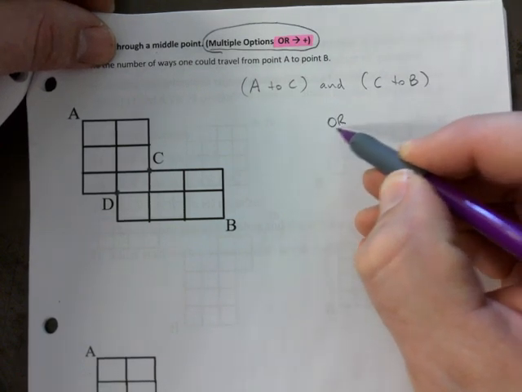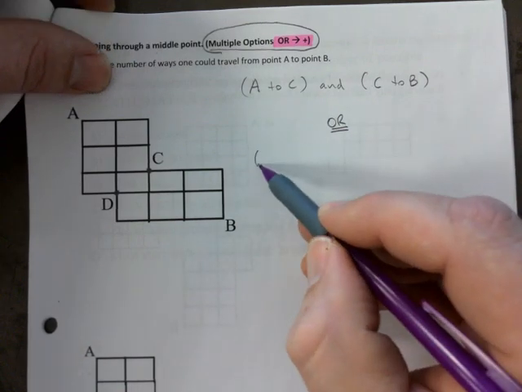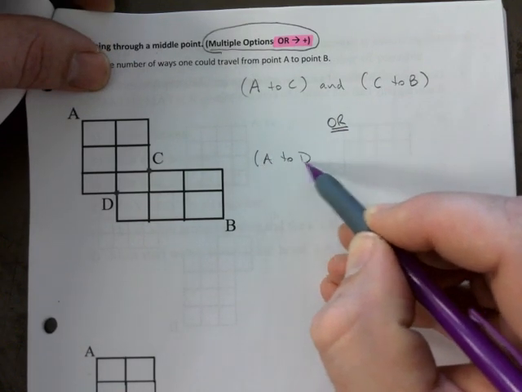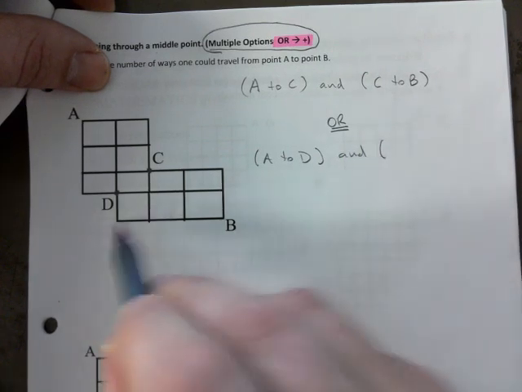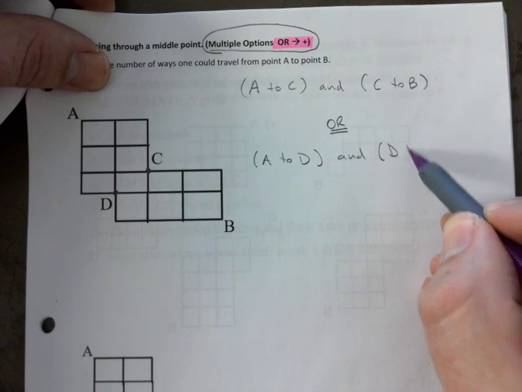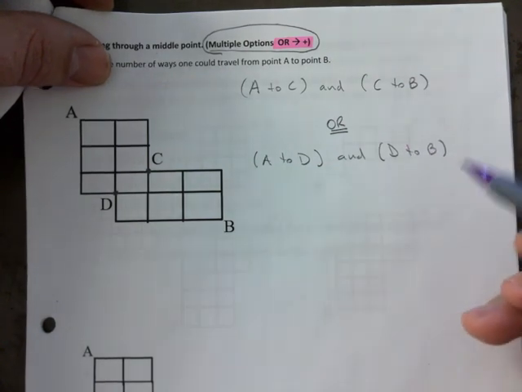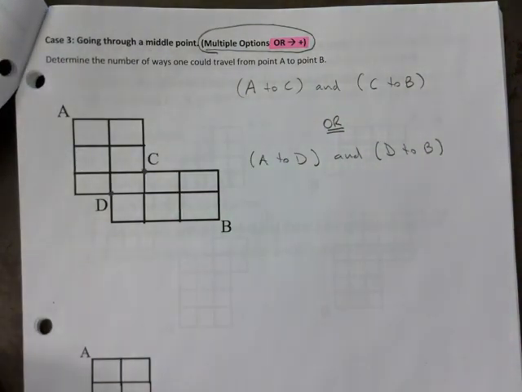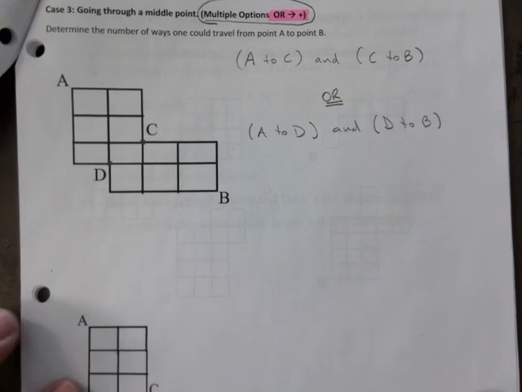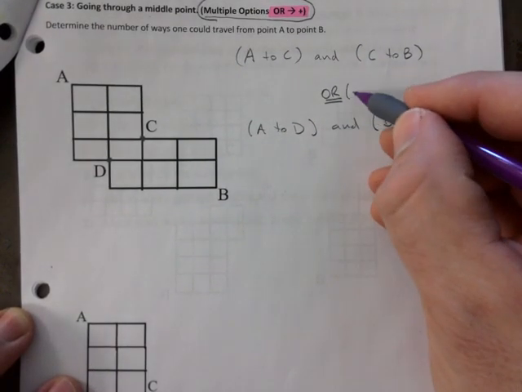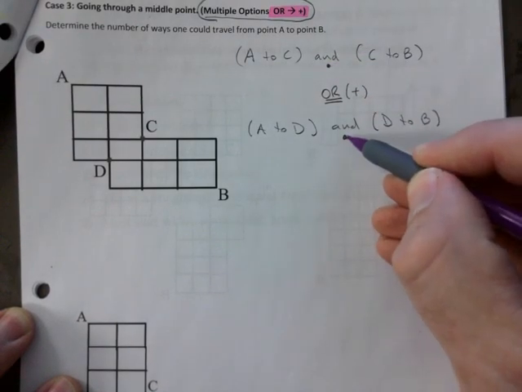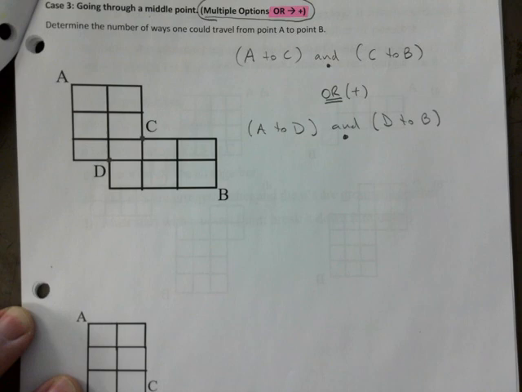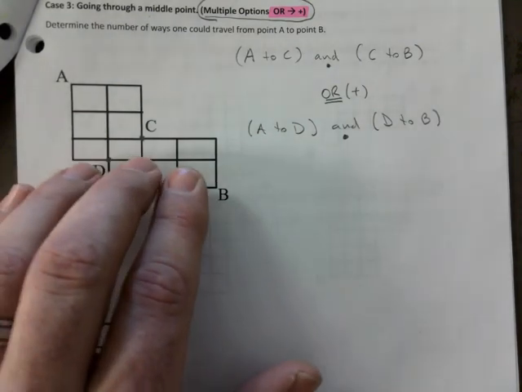Or I could go A to D and from D to B. Those are your options. The or, you know it's going to be plus. All the ands, you know you're going to have a multiplication happening there. Okay. So, pay attention here.